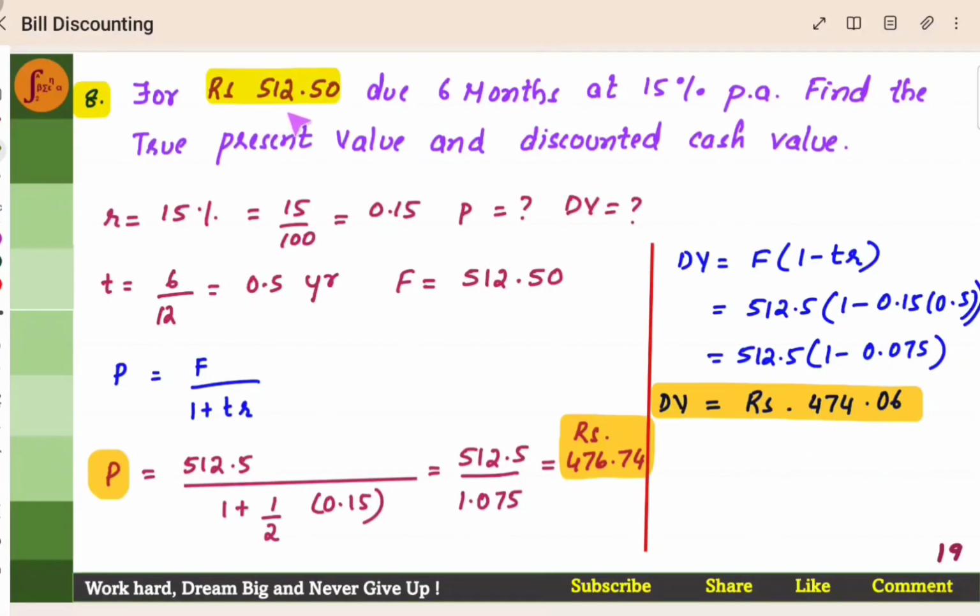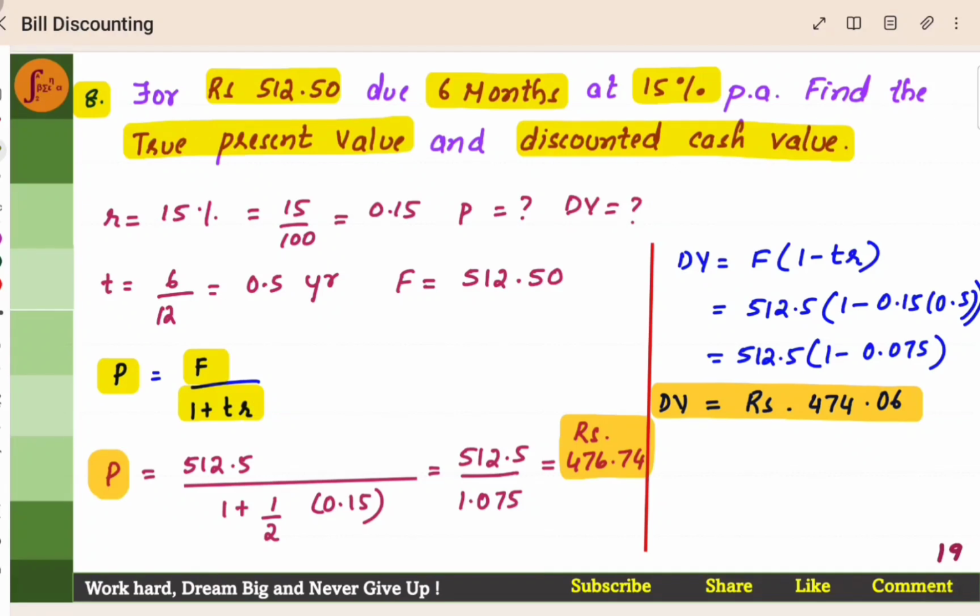Let's go to eighth problem. For rupees 512.50, due 6 months, so bill period is 6 months, R is 15%. Find the true present value and discounted cash value. So we'll have to find the present value. What is the formula for present value? It is F by 1 plus TR. So F is given here. This is 512. T is 6 months, so 6 by 12, which is half. And R is 15% here. So now you substitute, you'll get the true present value.